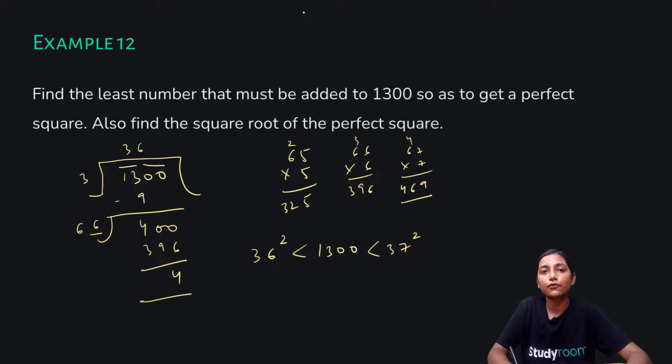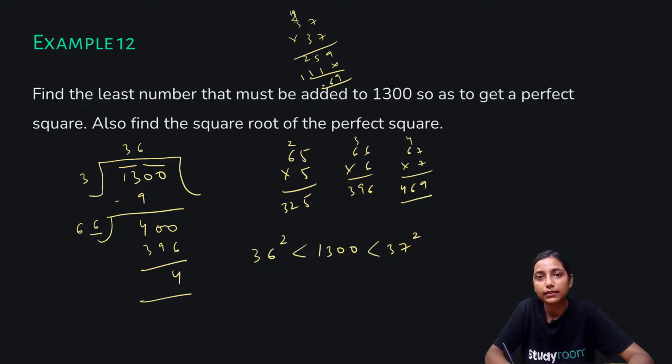Let's find the square of 37. What is the square of 37? 37 into 37, solve it. 7 7s are 49. 7 3s are 21, 25. 3 7s are 21. 3 3s are 9. 10, 11, 9, 6, 3, 1. 1369. So 37 square is 1369.